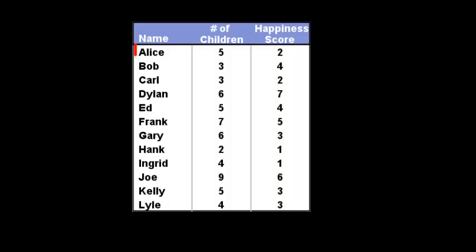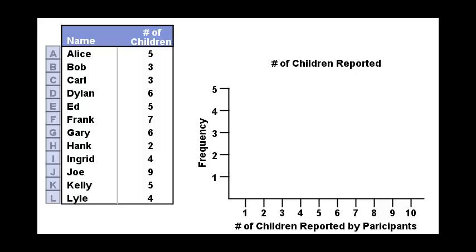Note that Alice has 5 children and a happiness score of 2. While this table contains all the information we need to assess if there is a relationship between happiness and number of children, this relationship is not readily apparent. A better solution is to graph each data point. Let's start with the univariate distributions, where only one variable is considered at a time. Let's begin with the data for the number of children each participant has.